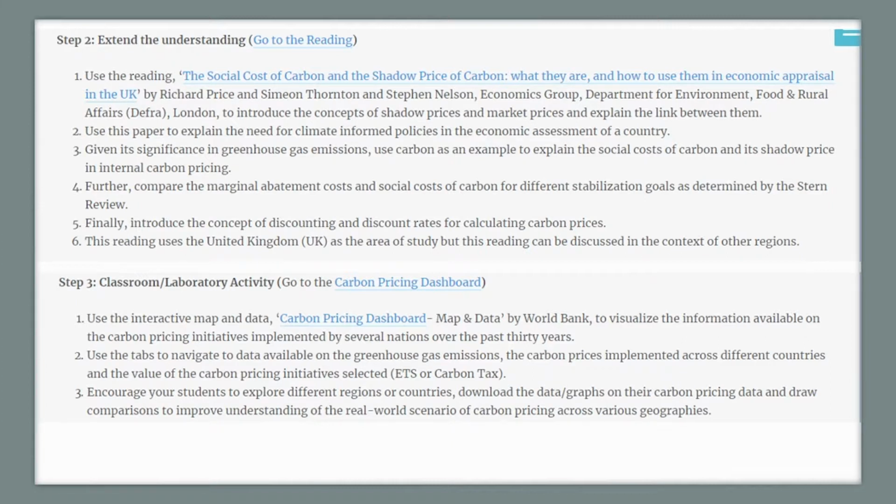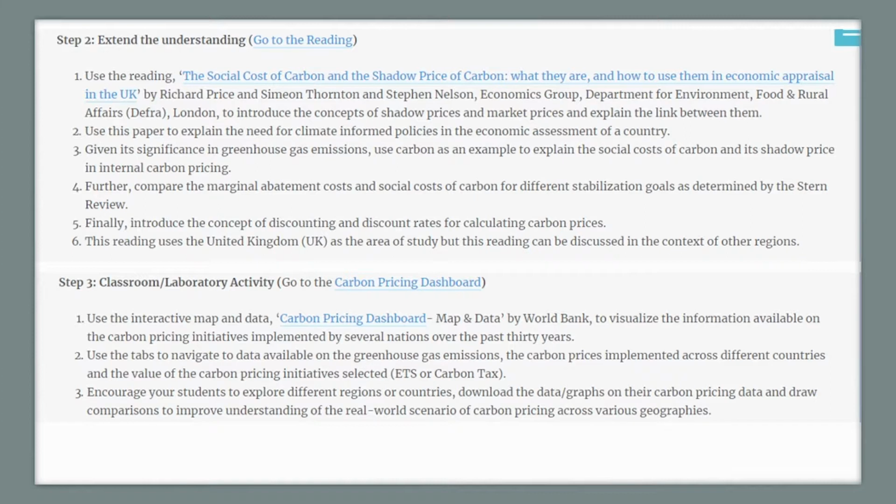This reading uses the United Kingdom as an area of study, but it can be discussed in the context of other countries as well. Now, you can use the interactive map and data titled Carbon Pricing Dashboard, which is by the World Bank, to visualize the information available on the carbon pricing initiatives that have been implemented by different nations over the last 30 years.